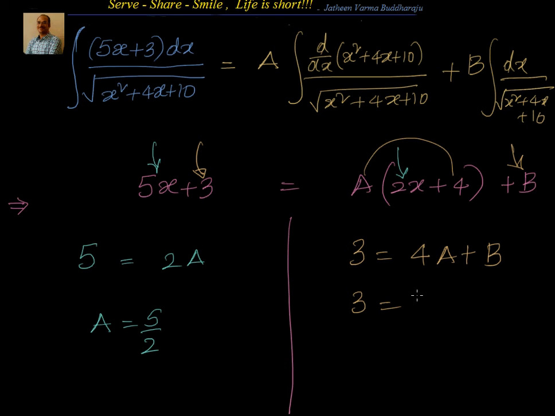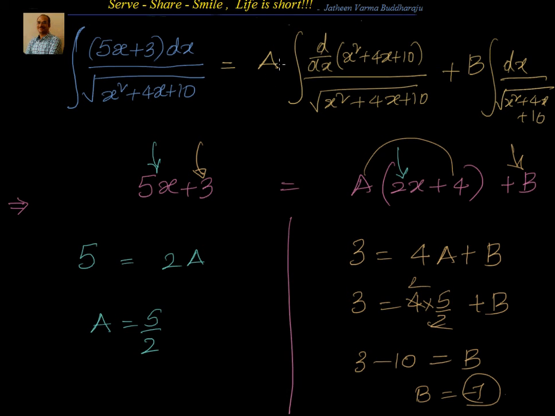We know already a equal to 5 by 2. So 4 into 5 by 2 plus b, or can I say 3 minus 10 equal to b, or b equal to minus 7. So we got a equal to 5 by 2 and b equal to minus 7. We can just go and substitute them. We can say a equal to 5 by 2 and b is equal to minus 7. So that is taken care of. Then we can go back and start with the next step.